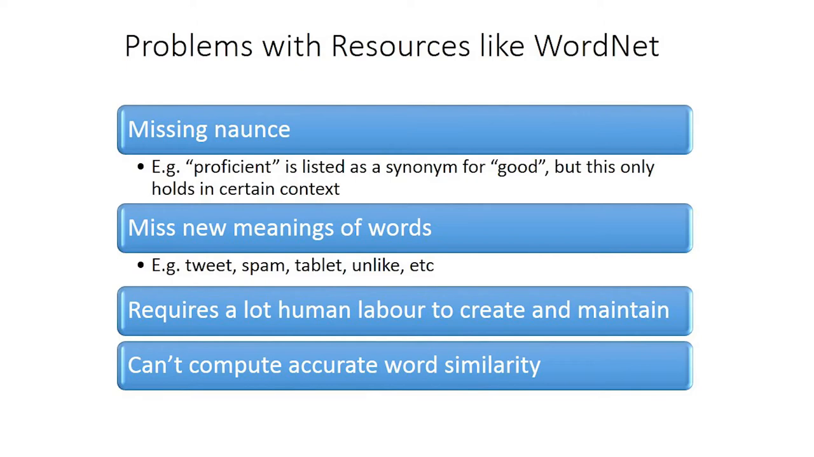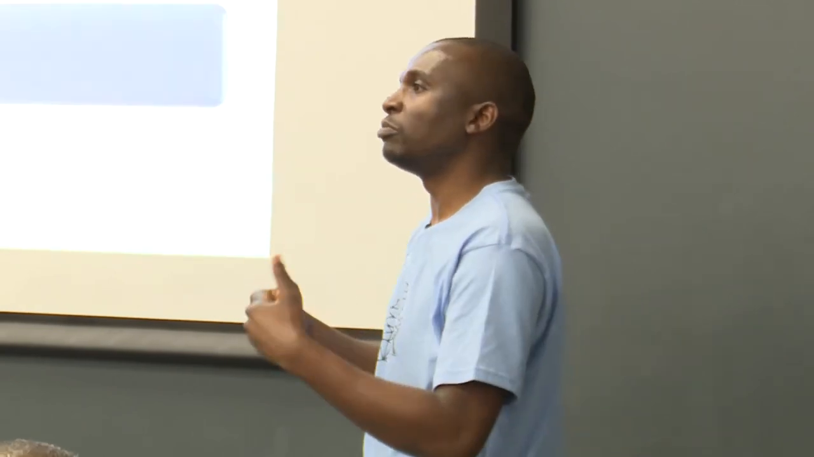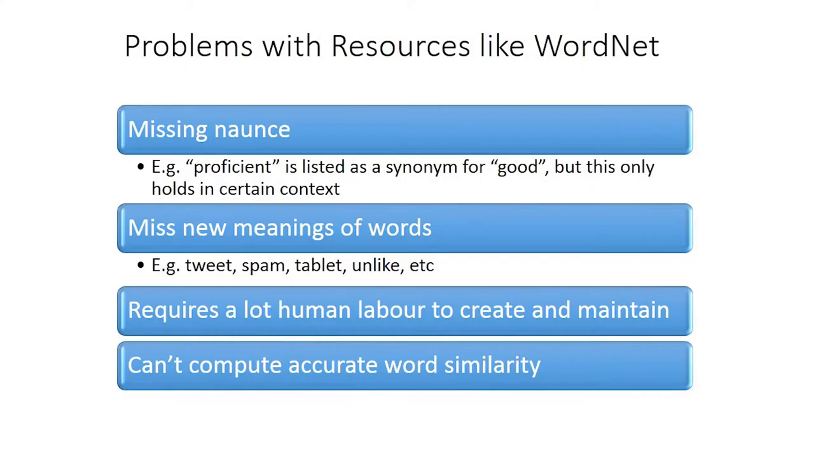Now we have words like tweet, spam, tablet, and like, which had a different sense, but the common use of those words now carries another sense. A resource like WordNet will not be able to capture such senses. It requires a lot of human labor to create and maintain.